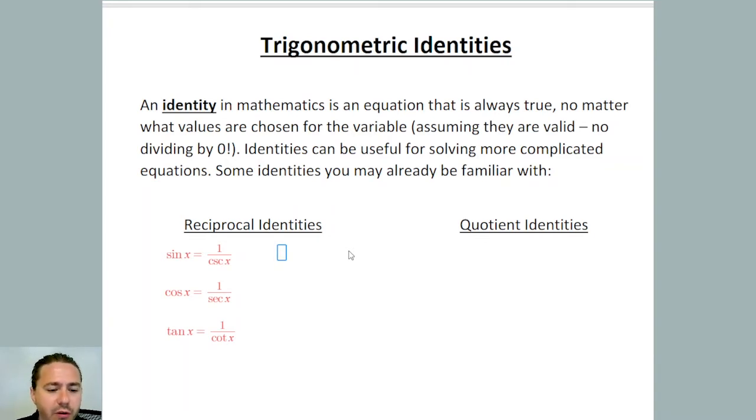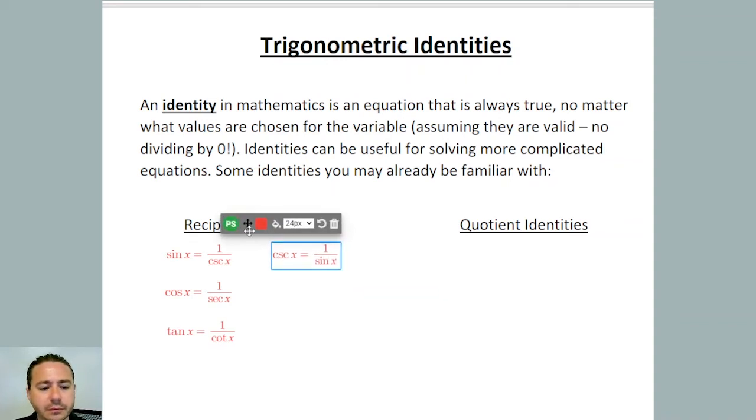We can also rewrite these three. These are really the only reciprocal identities, but you can manipulate these algebraically to come up with variations on the identity. Like I can rewrite this as cosecant of x equals 1 over sine of x. With a little bit of algebra, I can rewrite those.